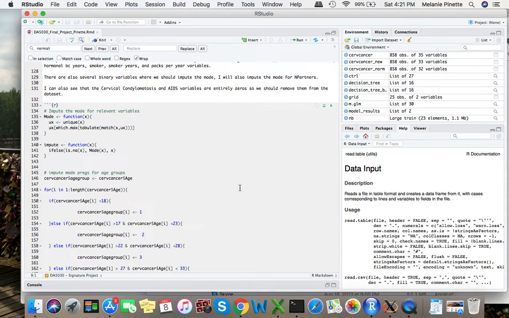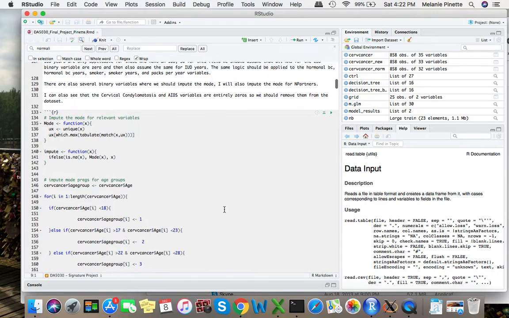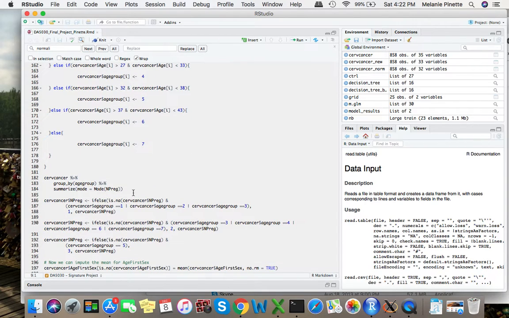First, I created a mode function that will calculate the mode of an input vector. Then I created an impute function that will use an if-else statement to impute the mode if the value is NA. Next, I created a variable for 5-year age groupings starting at 13 and ending with 43, which is past the childbearing age. So we use these age groupings to calculate the mode number of pregnancies within each age group, since I know that tends to change depending on age group, and then we impute them.